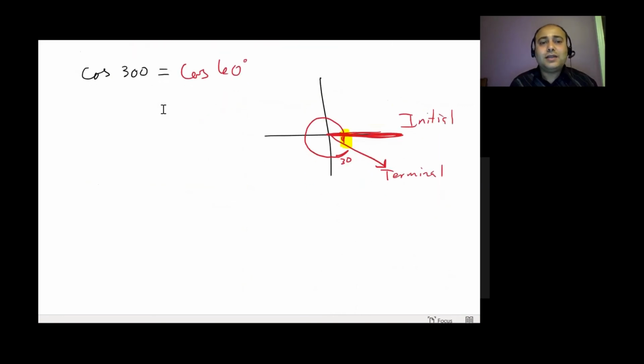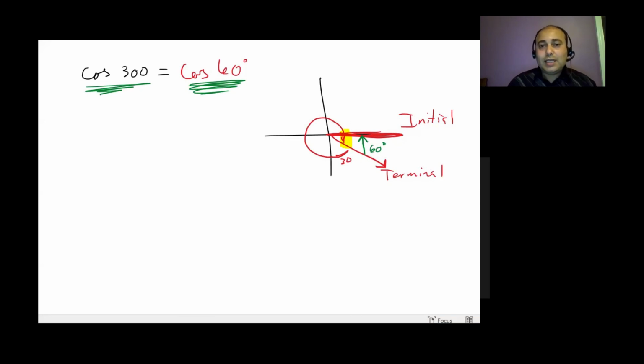So cosine 300 equals what? Let's grab the angle 300. We start from the initial side and go around: 180, 270, and 30 more degrees gets us to 300. Now, when you get to this angle right here, the reference will be the distance from here to the x-axis, which is 60 degrees, which means cosine 300 is the same as cosine 60 degrees.